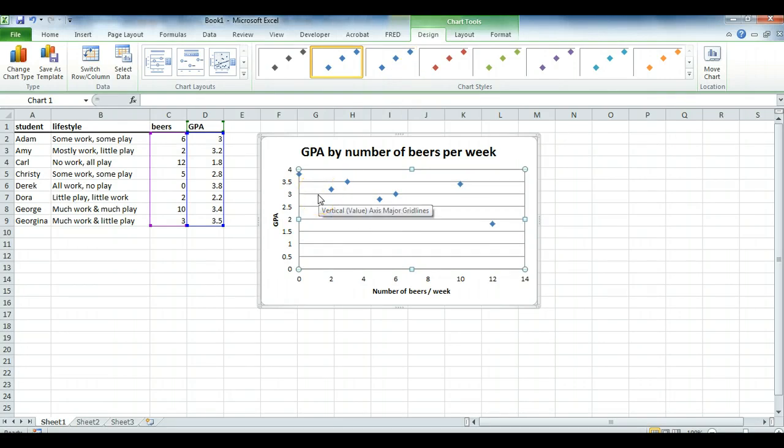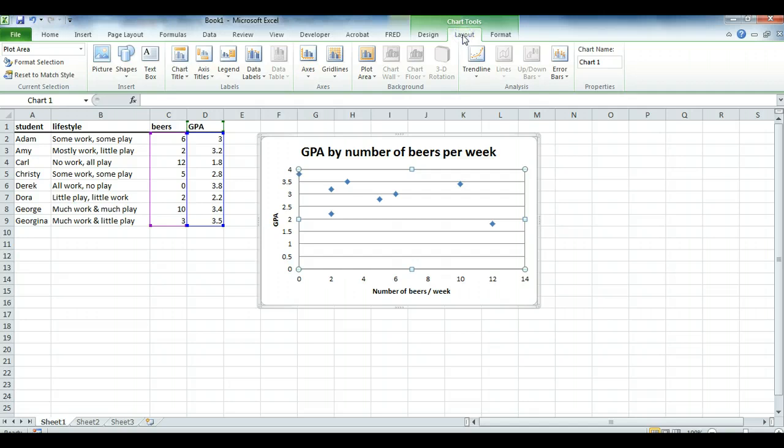And a regression line is a summary of this relationship. In other words, a regression line is where we draw a line that sort of summarizes the general relationship between the number of beers per week and the GPA. And we do this in part because the regression line allows us to predict, okay, given a certain amount of beer consumption, what somebody's GPA might be predicted to be.